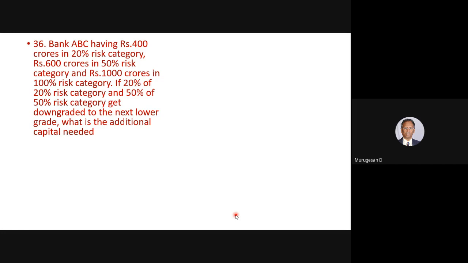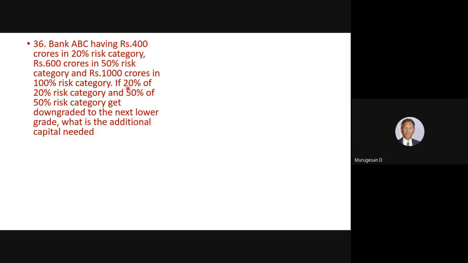Okay. Yes. Bank, you see, this is the question asked in one year. It's almost like a migration, but in a different way. Very simple question they are asking. Bank ABC has 400 crore in the 20% risk category, 600 crore in the 50% risk category, and 1,000 crore in the 100% risk category. Immediately you have to work out the total loan, which is 2,000 crores.